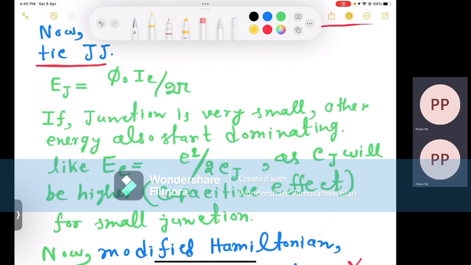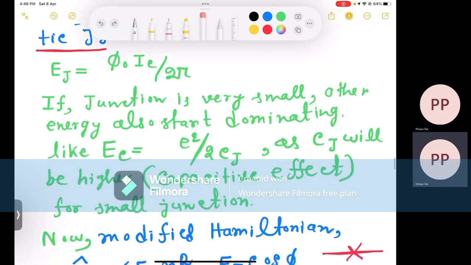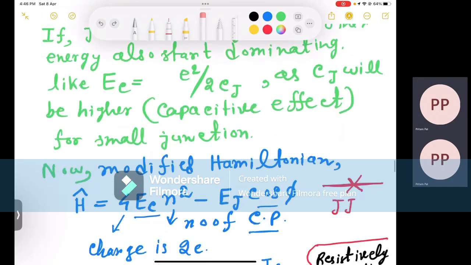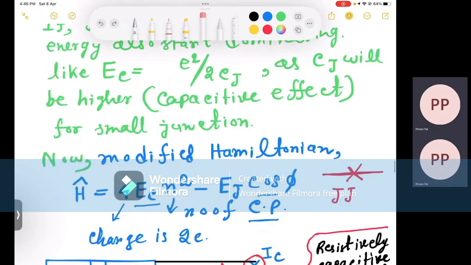So this will also come simultaneously in parallel to the JJ. Now let's say the junction is very small, so the other energy will also start dominating, like the capacitive energy. Sorry, I made a mistake. If the junction is very small, actually CJ will be higher. Okay, fine. So CJ is higher for the small junction. So this is what the modified Hamiltonian is.